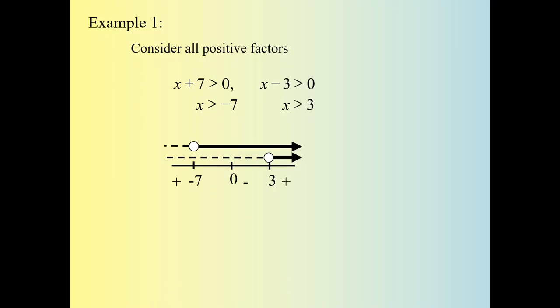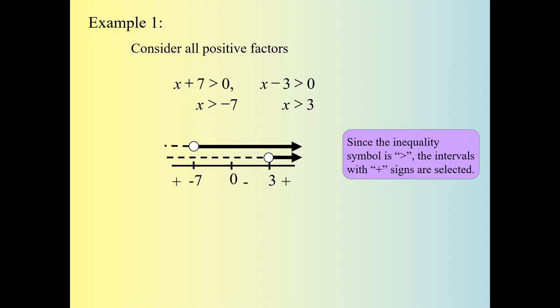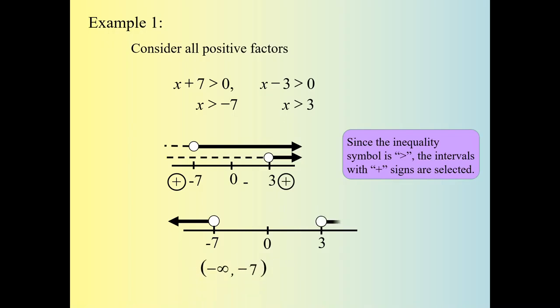So for the 3 intervals, negative divided by negative is positive, positive divided by negative is negative, and then positive divided by positive is positive. So since the inequality symbol is greater than 0, the intervals with positive signs are selected. Therefore, the solution will be negative infinity to -7, union 3 to infinity. So the solution can be in interval or set notation.